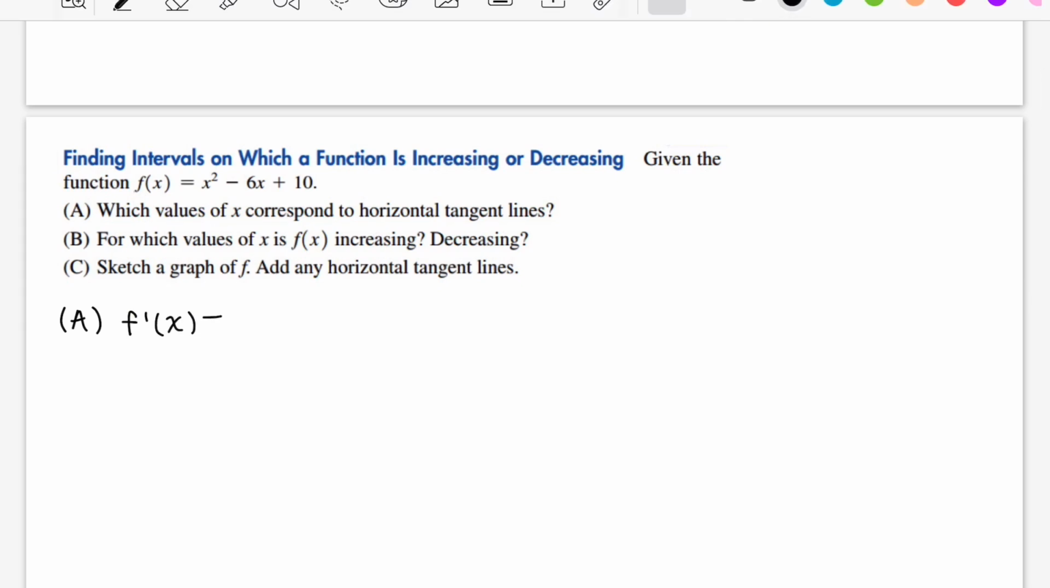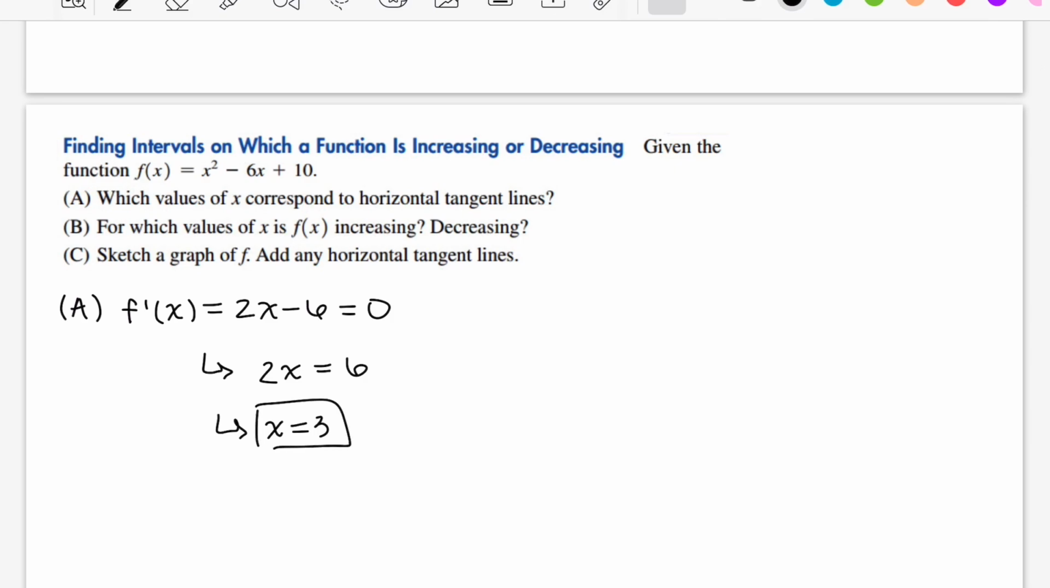So we'll take the derivative of our function, of this guy. So we get 2x minus 6. And what we'll do is set this equal to 0 and solve for x. So we get 2x is equal to 6 by adding 6 on both sides, which tells us that x is equal to 3. All right, so for values of x equal to 3, we'll have a horizontal tangent line.